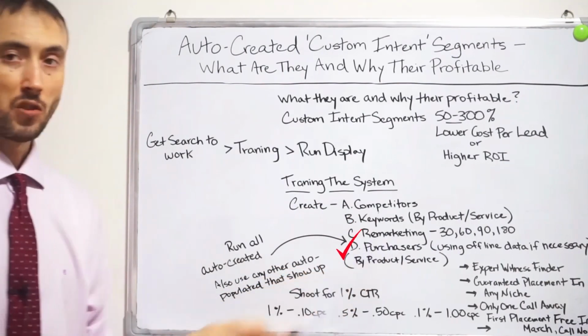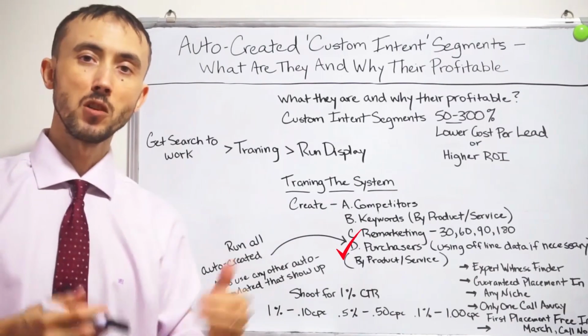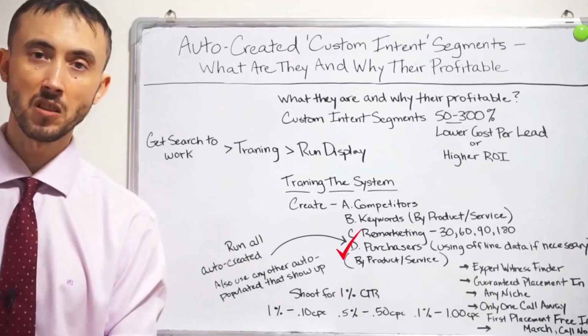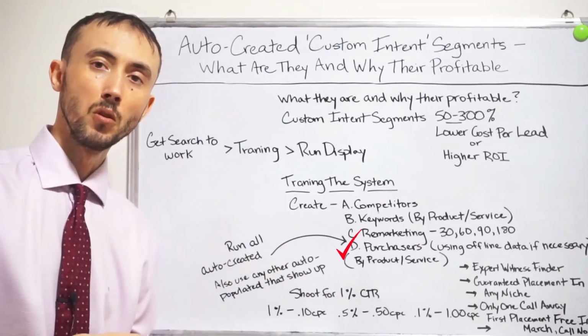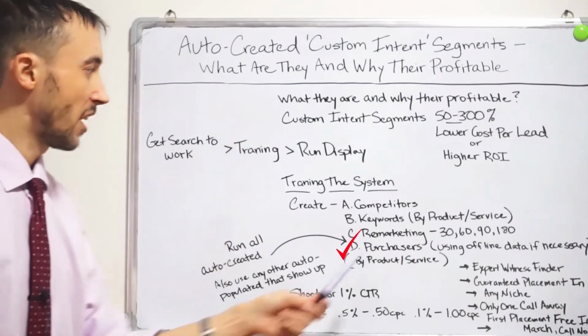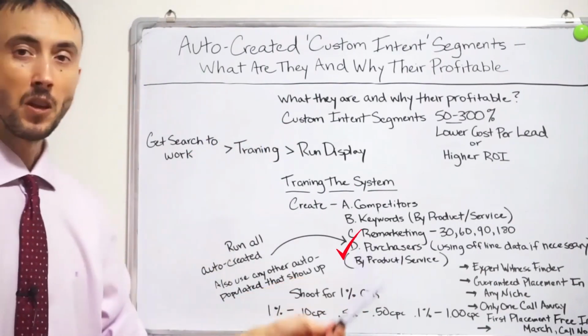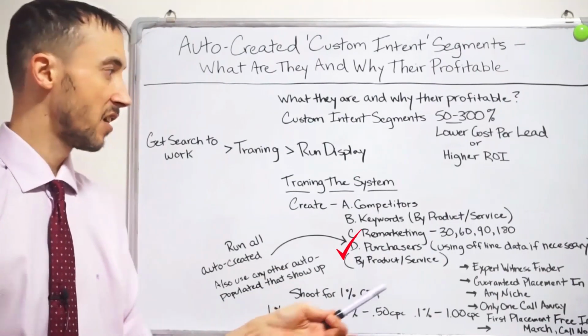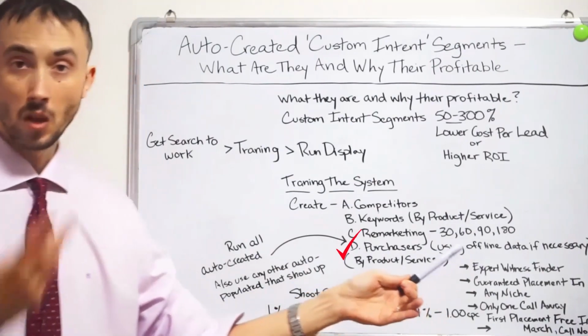Fourth one here is purchaser. So I talked about before, you should create an audience, take all your customers, upload them to Google, and then you'll label the audience purchasers, and you're going to create that. And if you don't have an e-commerce site, it's so worth it to do.